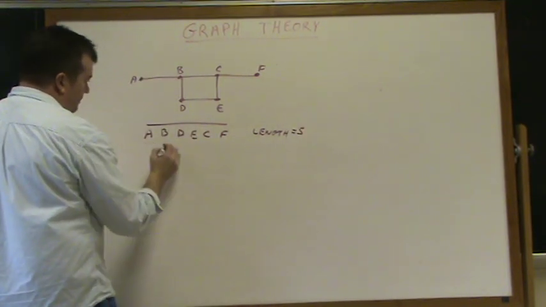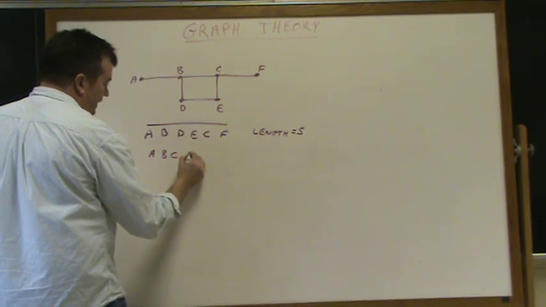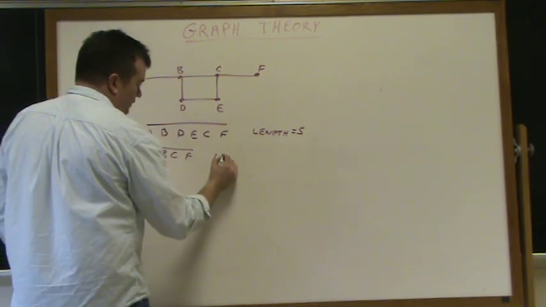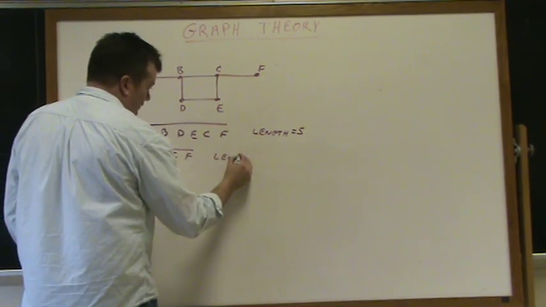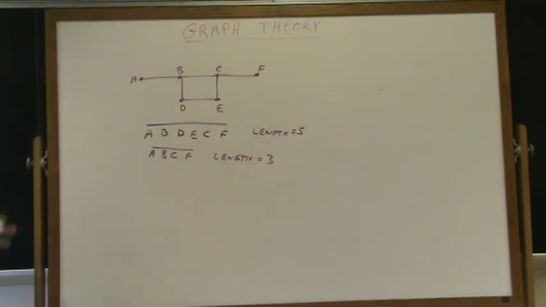There's also a path that goes A, B, C, F, and that has length 3. And that looks like the quickest path, the shortest path, right, if our goal was to find the shortest one.